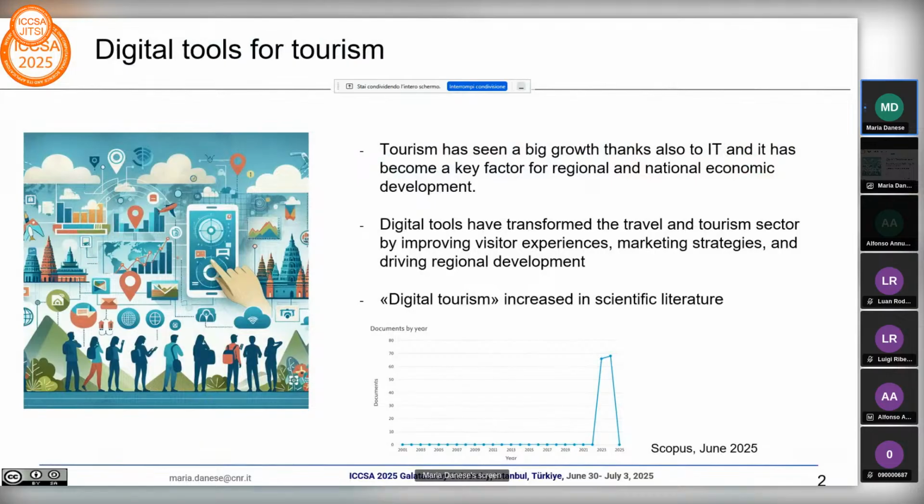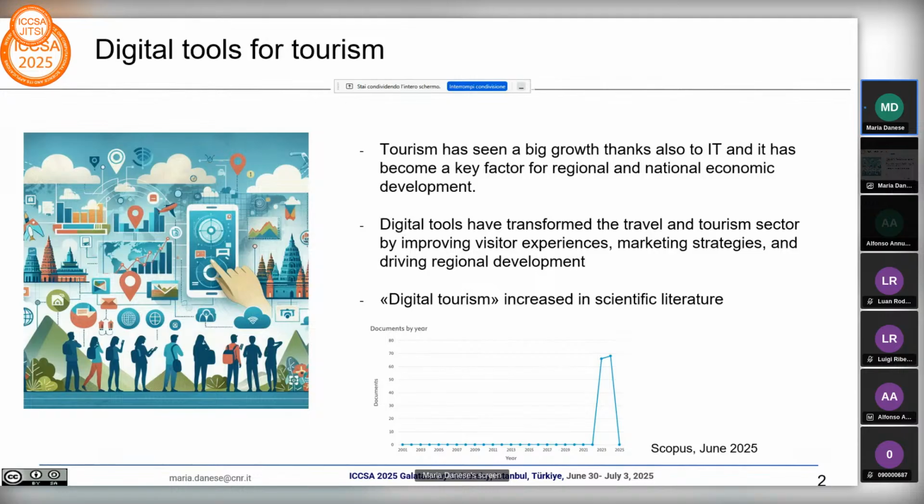Okay, so in the last 10 years, tourism has grown a lot, also thanks to new technologies. Today, it plays an important role in the economic development of many regions and countries. Digital tools like apps, websites, online services changed the way people travel. They help improve the experience for tourists, support better marketing strategies, and help regions grow through technology and innovation. This process is called digital transformation and helps companies and governments make better decisions in tourism.